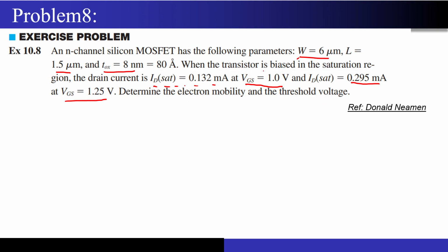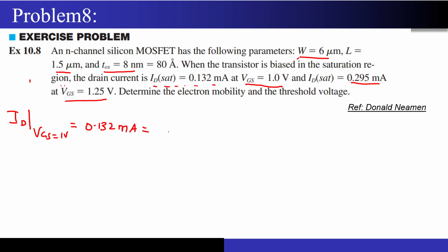Now this looks like a slightly different question. They have given us the current and the bias voltages, and they are asking us to calculate the mobility and threshold voltage. So I will just write what they have given. ID at VGS of 1 volt is nothing but 0.132 milliamperes, right?